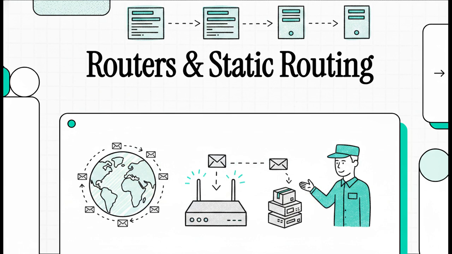I want you to think of the entire global internet as this vast, incredibly complex postal system. Millions of packages, or data packets, are being sent out every single second, and they all need to find exactly the right destination. But who's actually sorting all this mail, and how do they know exactly where to send it? Well, today, we're going to pull back the curtain on the fundamental traffic hops of the internet.